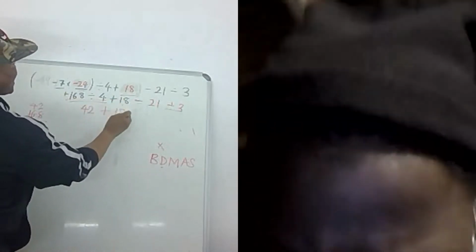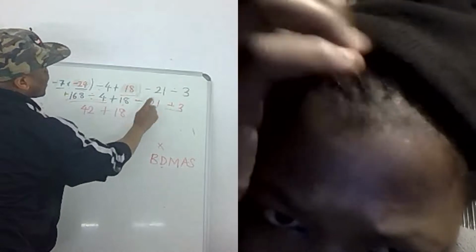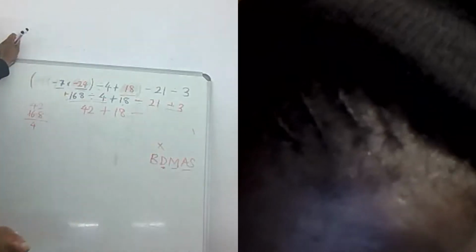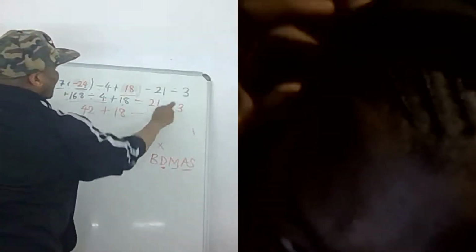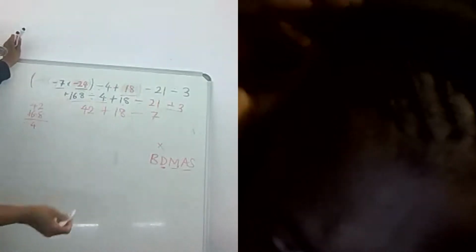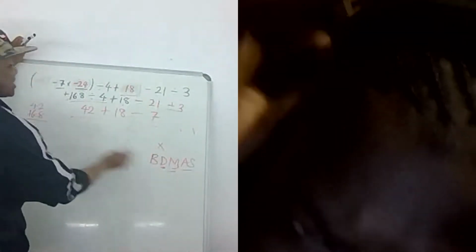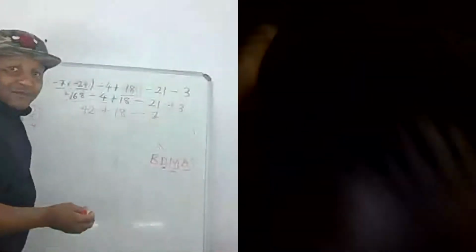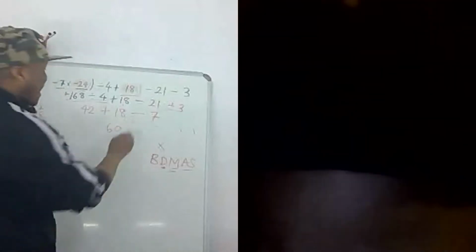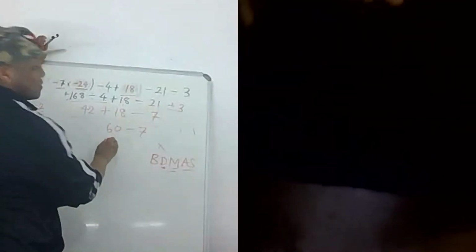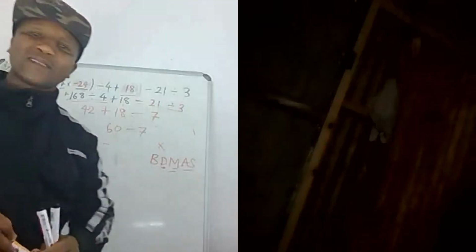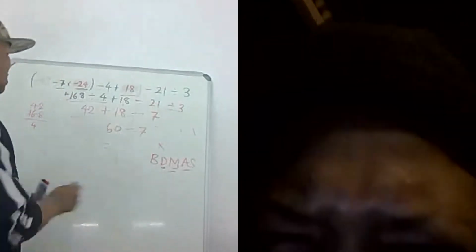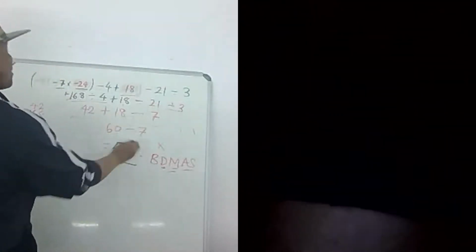Plus 18. Now we come to minus 21 divided by 3. Why do I divide? Because I must divide before going to multiplication and addition. Now 21 divided by 3 equals 7. So what I'm left with, do I have multiplication? No multiplication. Now, addition, oh yes. 42 plus 18 equals 60. So this is going to be 60, and then minus 7. Zungu, what is 60 minus 7? It is 53. Yes, and that's the final answer.